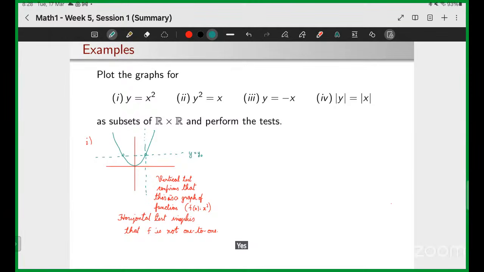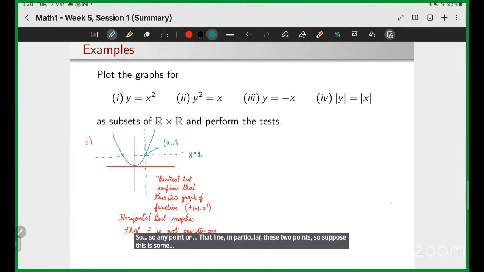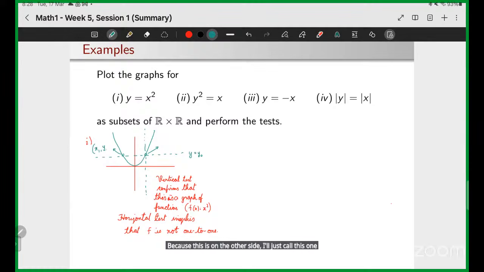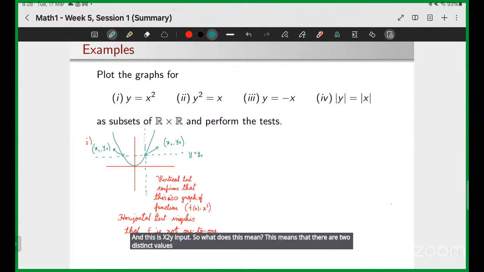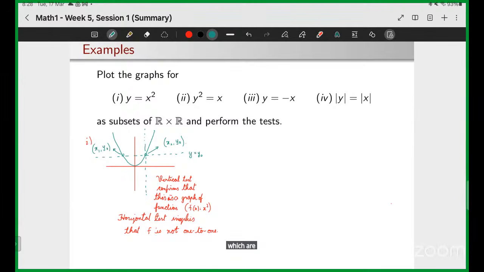So any point on that line, in particular these 2 points. Suppose this is some x1, y naught, because this is on the other side. I'll just call this one x1, y naught, and this is x2, y naught. So what does this mean? This means that there are two distinct values of x, x1 and x2, which are mapped to the same y. So this is why the horizontal test is used for injectivity.